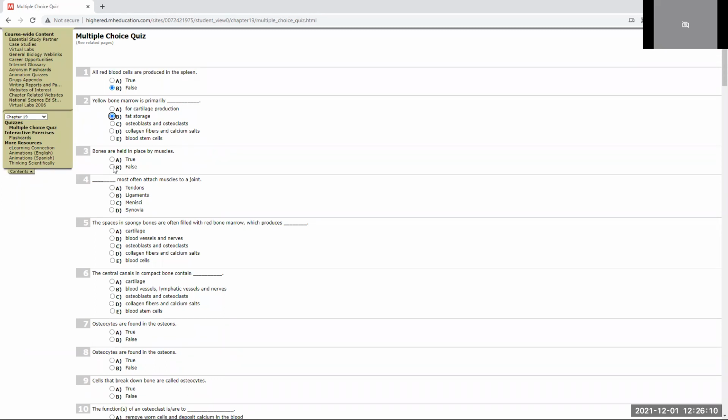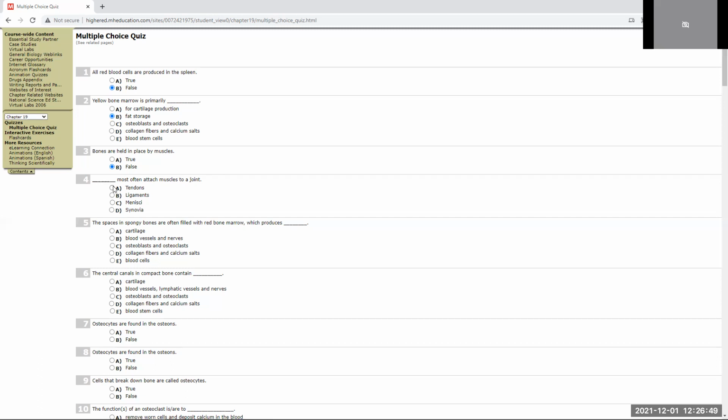Okay. So bones are held in place, right? Not by muscles, that's false. But in the knee, bone to bone, you have your ligament. Muscle to tendon, and then tendon to bone. Muscle to bone is tendon. Yes. Next one. What are most often attached muscles to a joint?